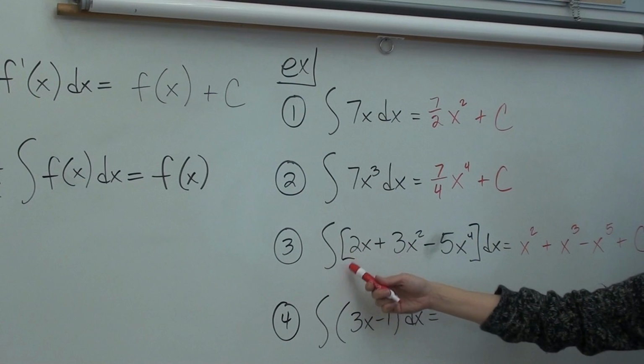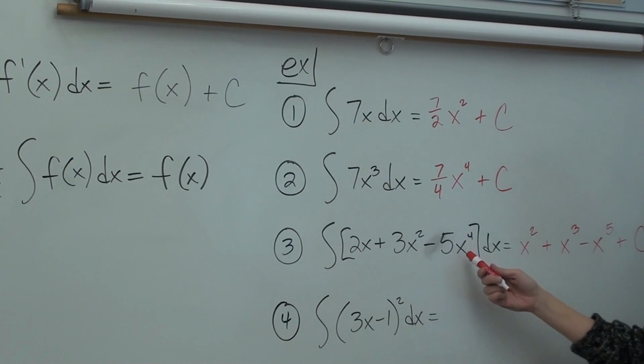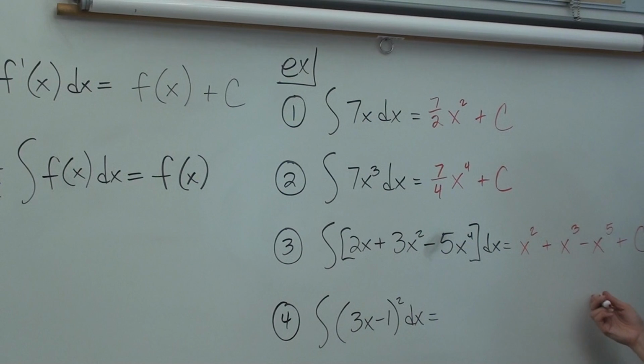Because you got x squared over 2 and then those canceled, right? x cubed over 3 and the 3's canceled. And x to the 5th over 5 and the 5's canceled. Y'all good with that? Yes.